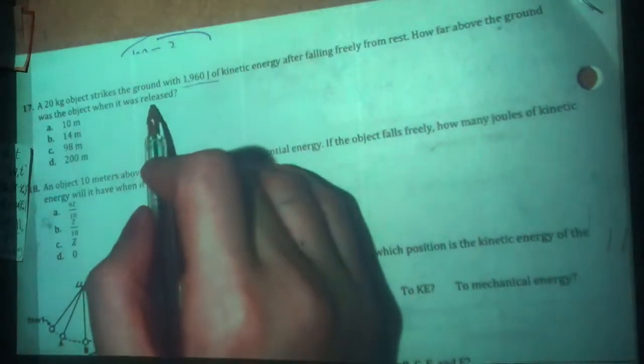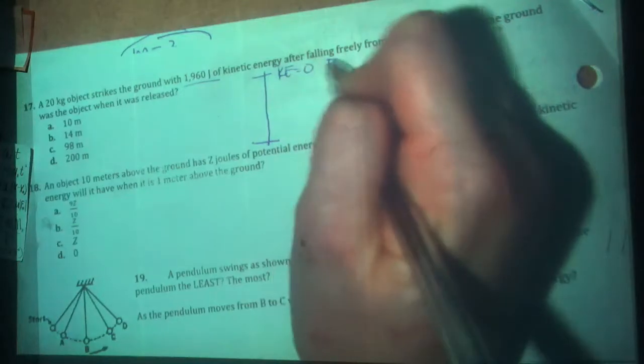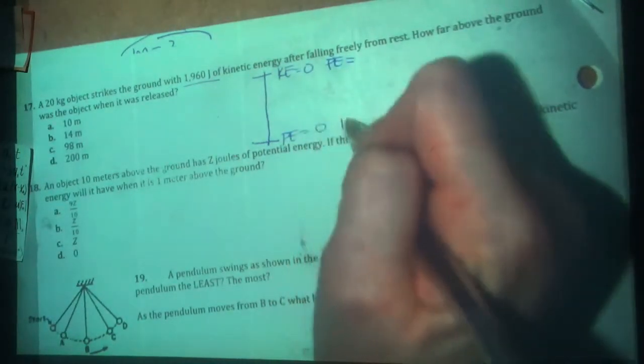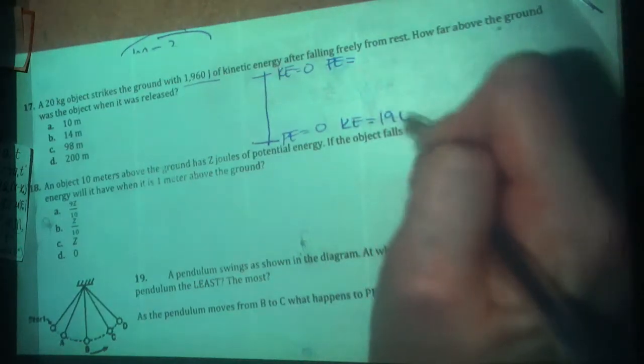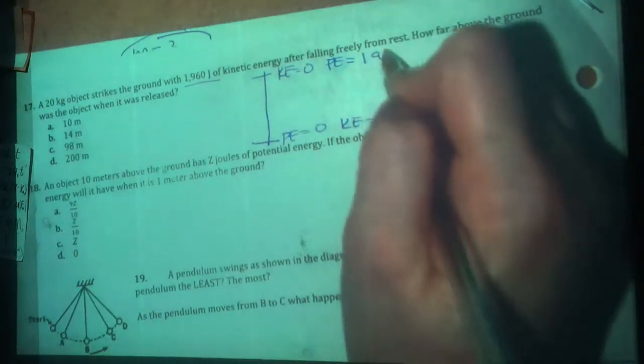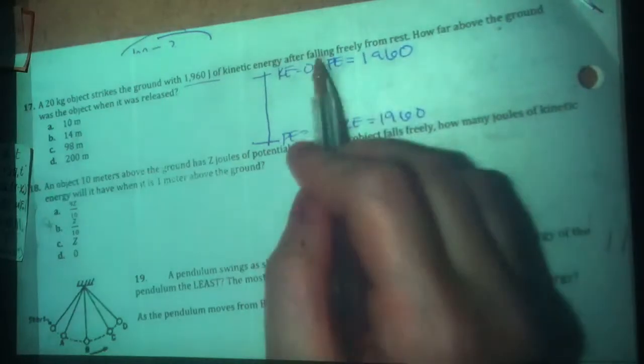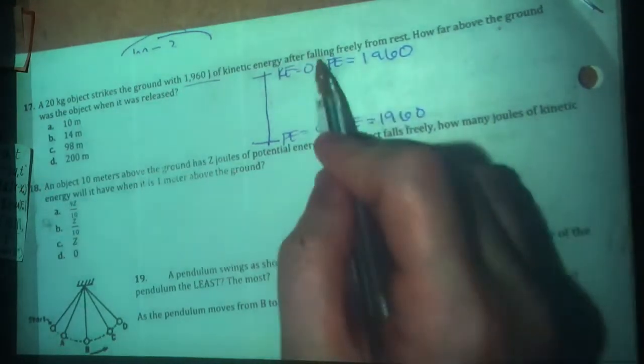A 20 kilogram object strikes the ground with this much kinetic energy after falling freely. How far above the ground was the object when it was released? If it's just released, kinetic is 0 at the top. We're looking for the potential it starts with. When it hits the ground, potential is 0, and it tells me it has a kinetic of 1960. So it must have started with 1960, because your total is 1960. If this is 0, then it must have started with that much potential.